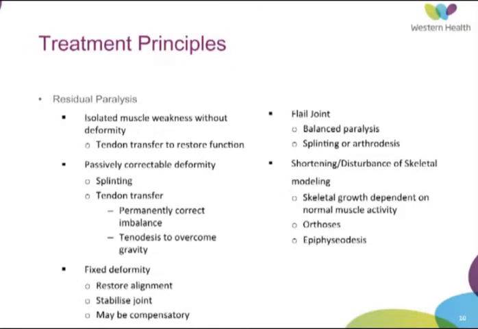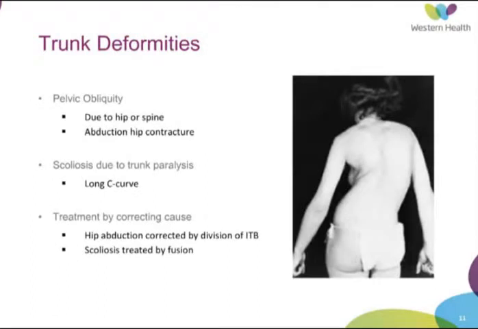So going to more specific deformities, the trunk deformities such as the spine are usually due to pelvic obliquity, and the majority of these are driven from hip pathologies and contraction, abduction contractures. The scoliosis is generally a long C curve. This is probably not the best picture to demonstrate that. And that develops from an imbalance in the trunk muscles. So the treatment is by correcting the cause. Generally it's the hip abduction correction, which is through a division of ITB, and depending on other contractures, anterior capsule release. And the scoliosis is typically treated by fusion.